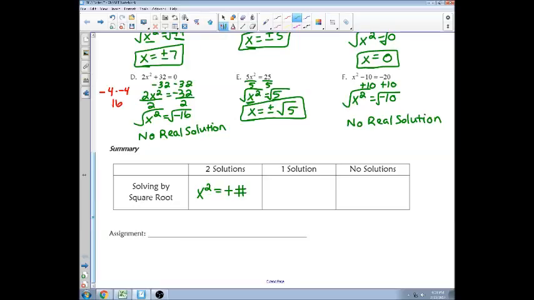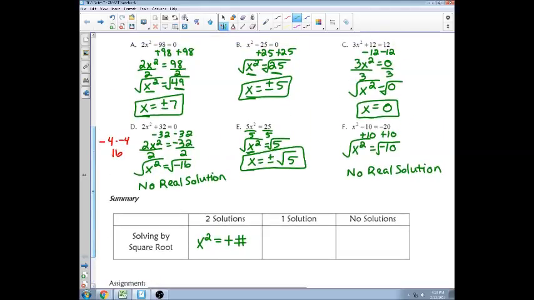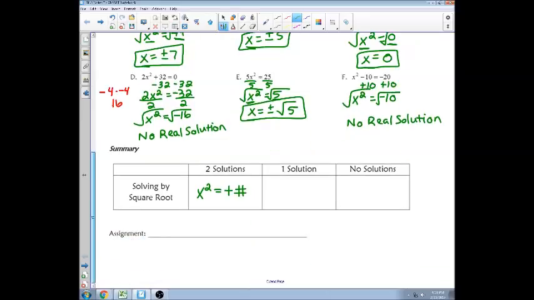When will I get one solution? There was only one problem where I only got one solution, and that was part C. It's when x squared was equal to 0. So I only get one solution when x squared is equal to 0. When will I get no solutions? That's part D. And part F, that's when x squared was equal to a negative number in both problems. So x squared is equal to a negative number.